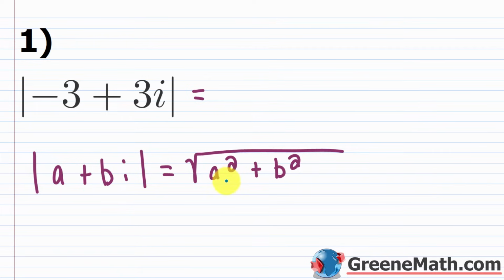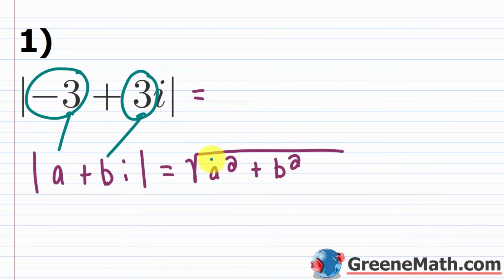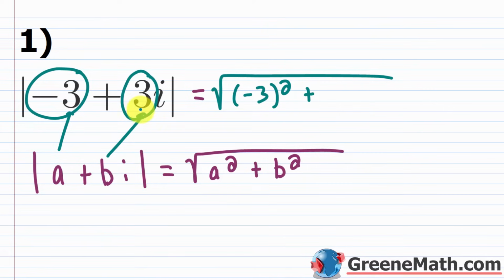It's not too bad. So you would just match things up. So a, which is the real part of the complex number, that's going to be -3. And then b, which is the imaginary part of the complex number, that's going to be 3. So just plug into the formula. This is the square root of a is -3, so -3. Make sure you wrap this with parentheses. This would be squared. And then plus b here is 3, so that's 3 squared.